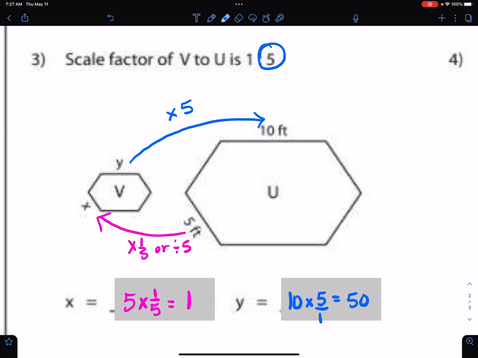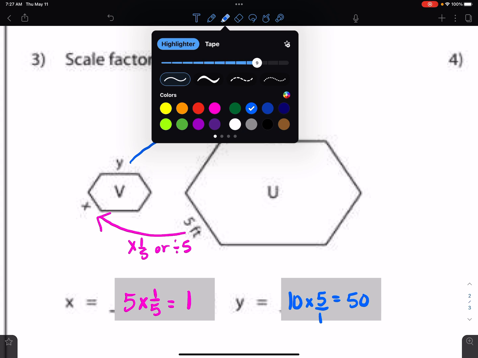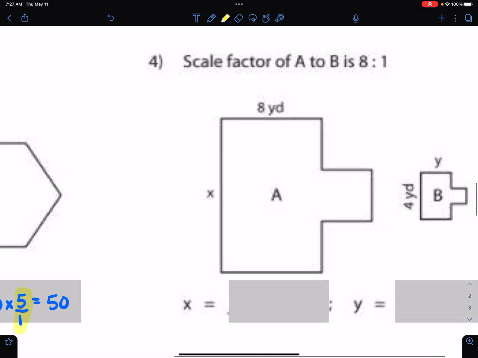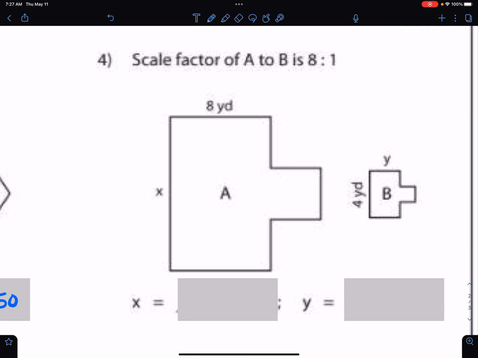The reason why I'm putting these as fractions is so that you recognize that the scale factor creates the fractions. Because if it said a scale factor of 2 to 5, you would still need to do the same thing but multiply by a fraction. So these examples are a start, but not the only way.